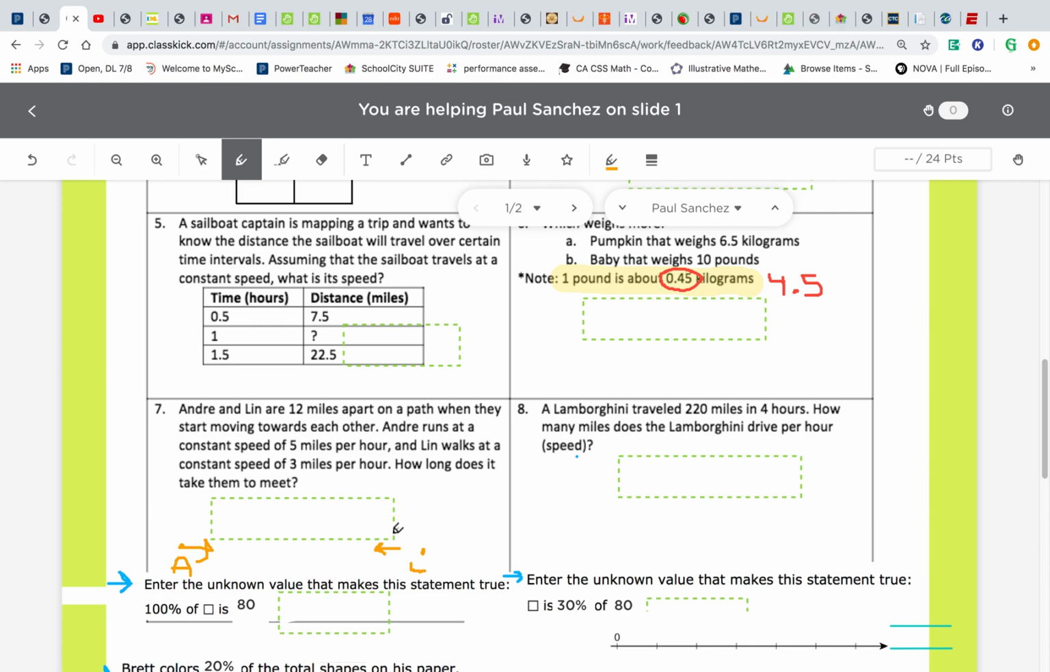So they cover 8 miles in an hour, but they need to cover 12 miles to meet each other. So they need another 4 miles. Well, if I think about it, 4, that's half of the 8. So if they get 8 miles in an hour, we need another half of an hour for them to get those 4 miles. So it'll be an hour and a half.